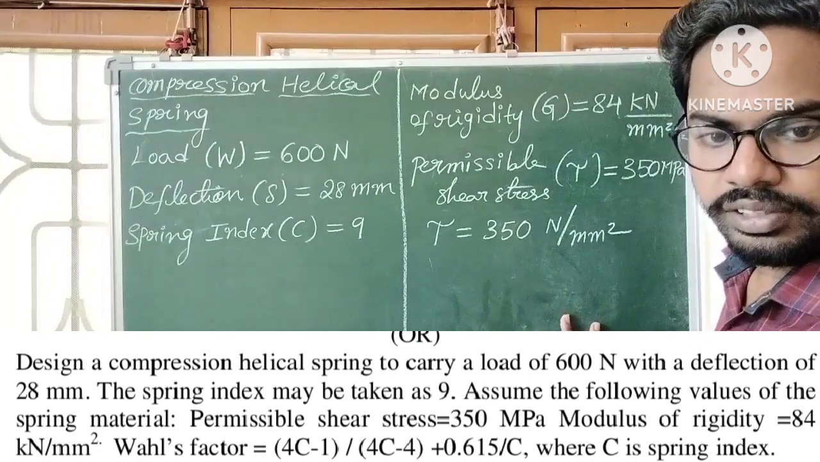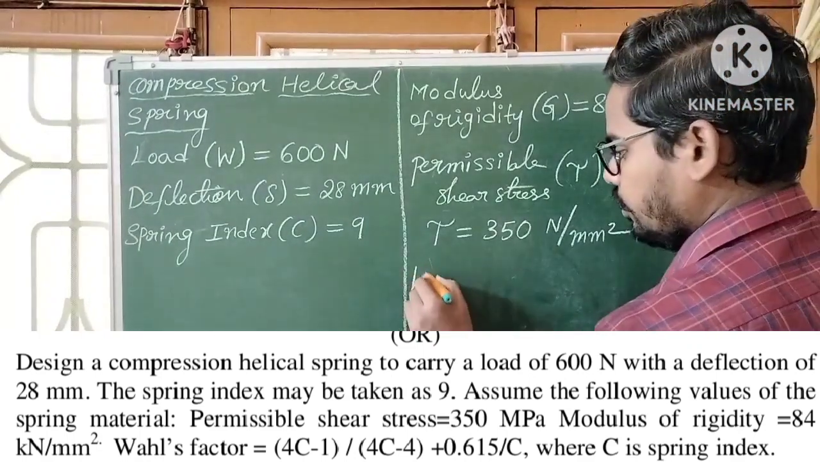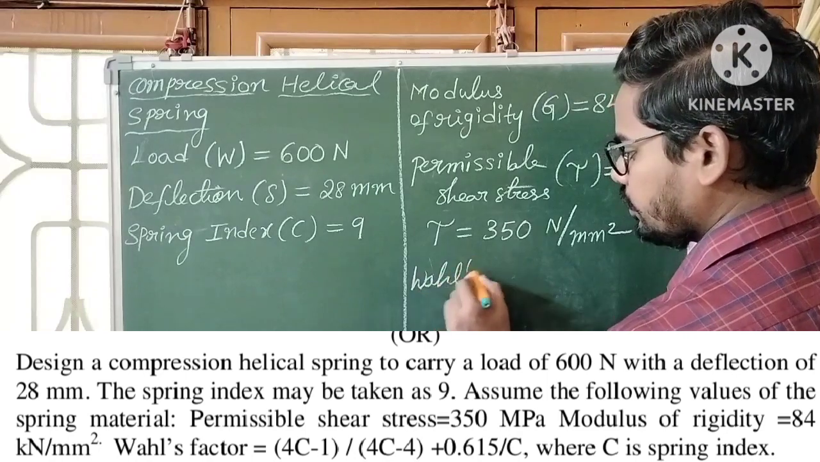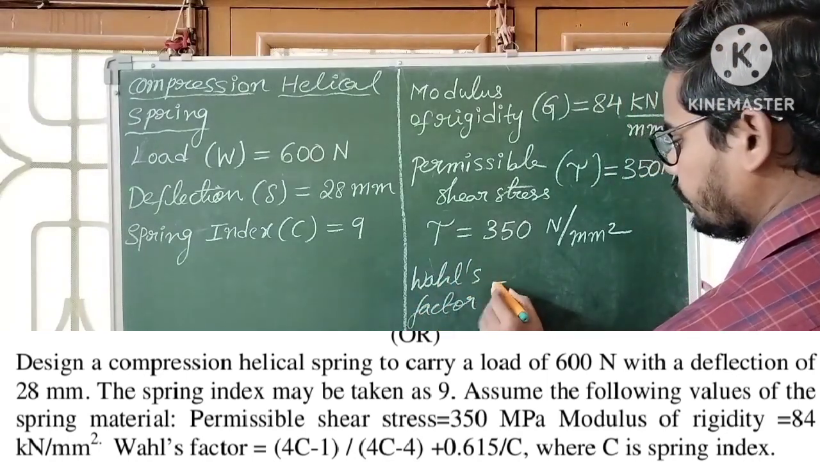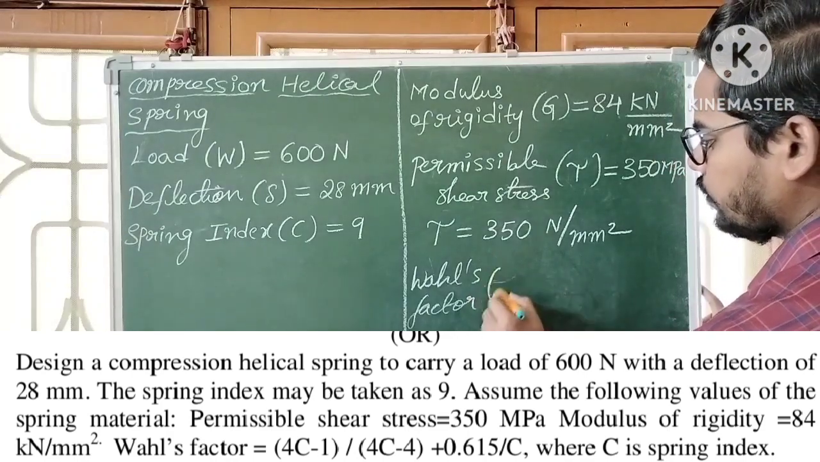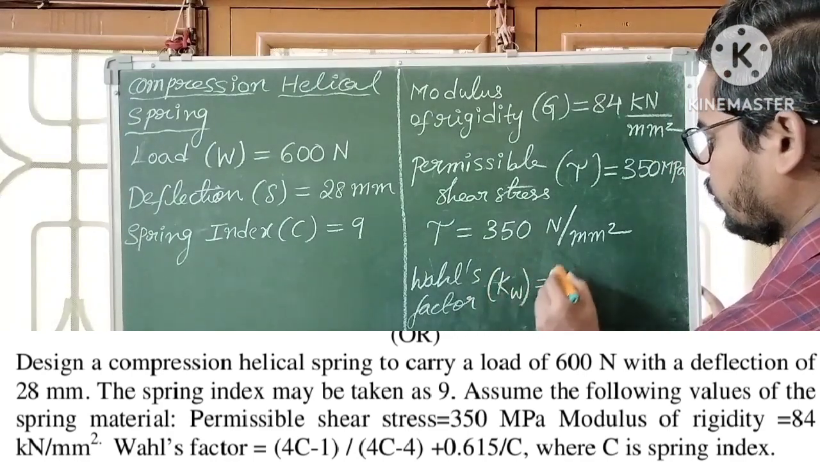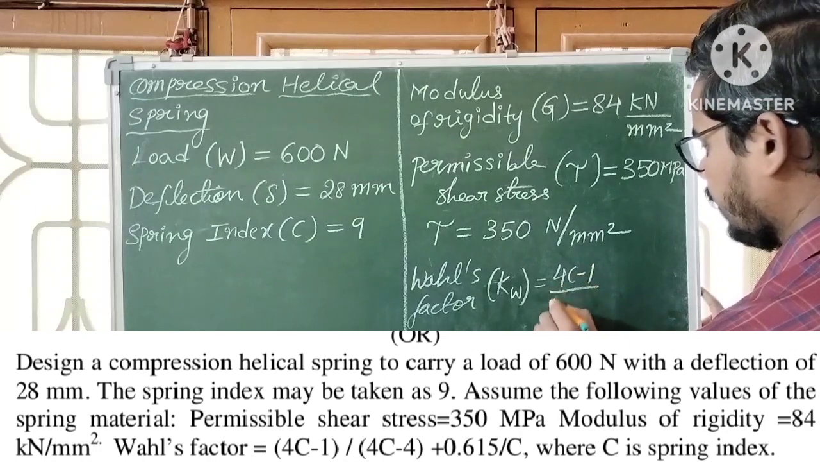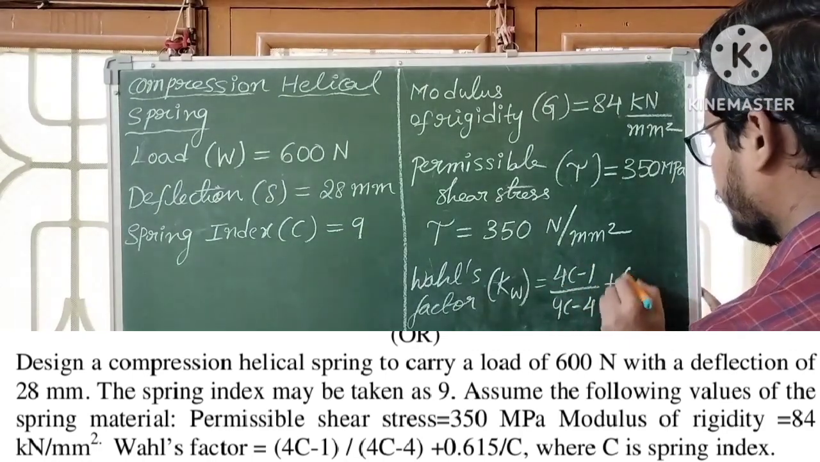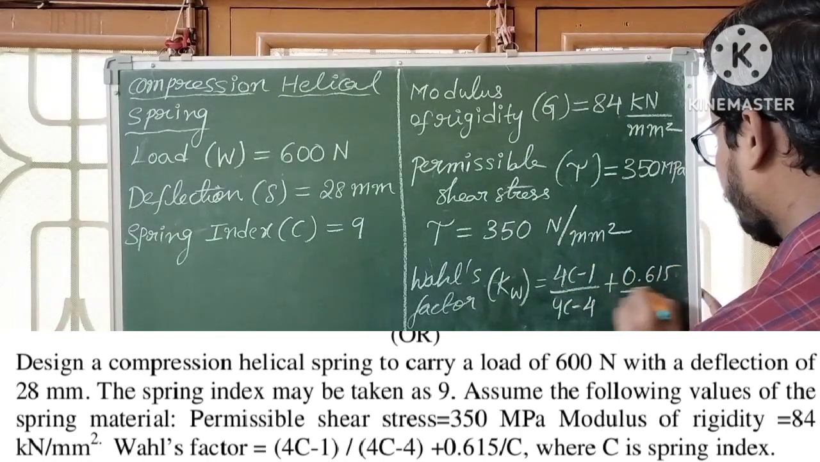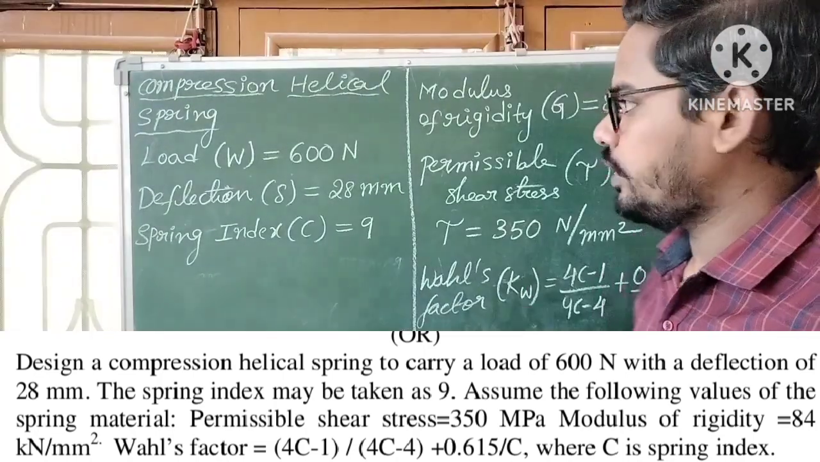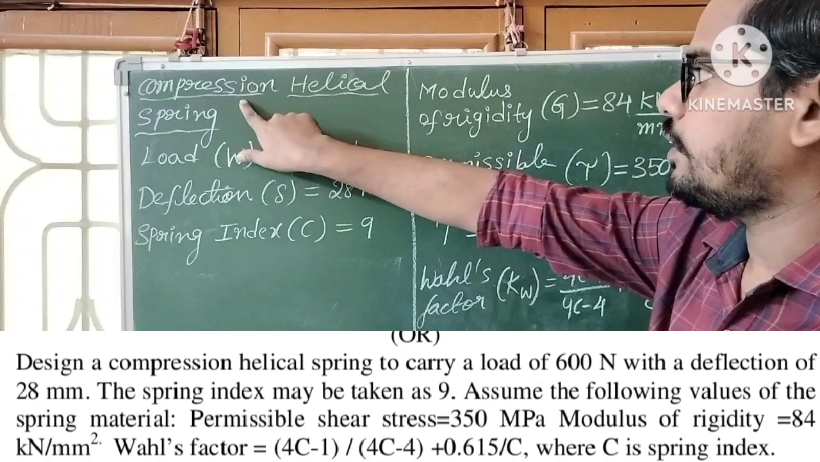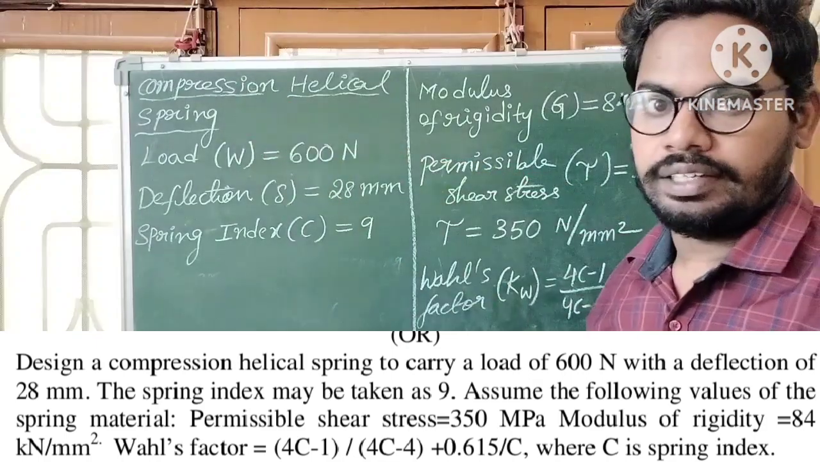And also given Wahl's factor. Wahl's factor, denoted by Kw, is equal to (4c minus 1) by (4c minus 4) plus 0.615 by c. So this is Wahl's factor. Using this data, we have to design a compression helical spring.